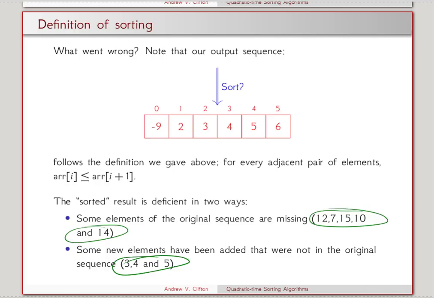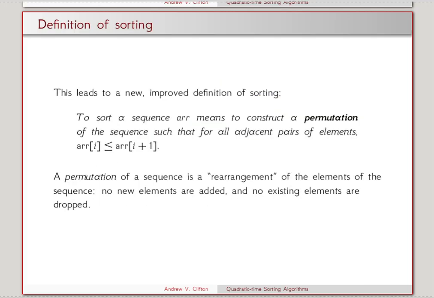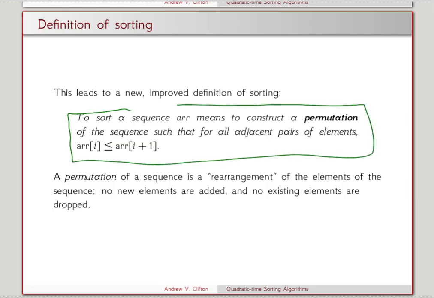That leads to the correct definition of sorting: if we want to sort a sequence, we construct a permutation of the sequence such that all the adjacent pairs are less than or equal to each other. Permutation means that we're just rearranging the existing elements. We're not allowed to add new things, and we're not allowed to remove things that were already there. We have to deal strictly with what we're given. We're not allowed to invent new stuff or throw away things that are inconvenient for us.